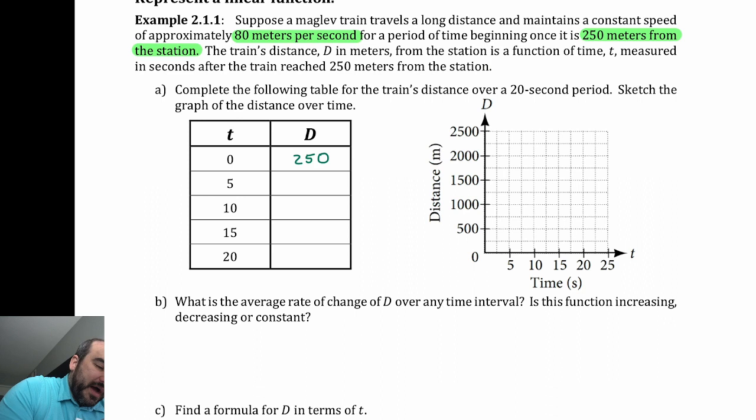What about 5 seconds after we start the timer? How far is the train going to be from the station 5 seconds after we start the timer? How would we figure that out?